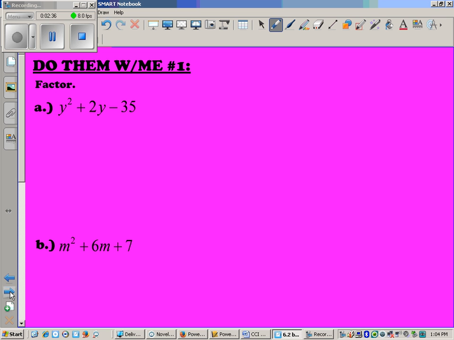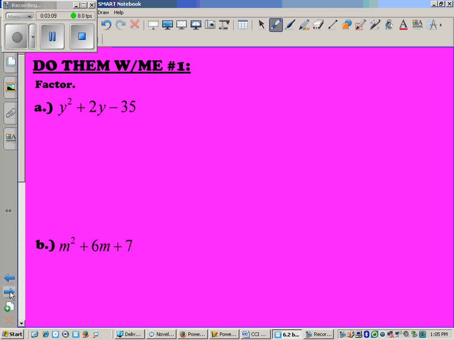Here's our first problem. Here's do them with me number 1. If I ask you to factor, I have a y squared plus 2y minus 35, and we need to factor it. My first step in factoring is to make sure that it's in order. It looks like it is. I have my y squared first, then my y, then my number. My next step is to look for a GCF. Can I take out a y from every single one of those terms? Look carefully. That 35 doesn't have a y with it, right? So I can't take out a GCF.